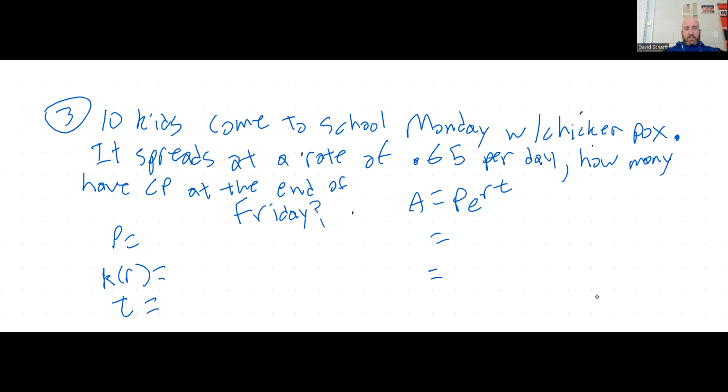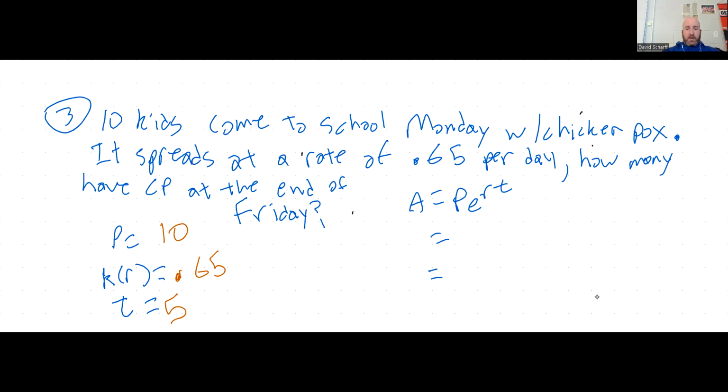Okay. So our starting number is 10. Let's go a different color. Starting number is 10. Spreads at a rate of 0.65, so we'll leave it as our K, which is still our R, 0.65. Now T instead of hours, spreads at a rate of 0.65 per day. How many have at the end of Friday? I thought I put 5 days. So if it's Monday, end of the day, Friday, we're assuming that's 5 days. All right. I think I did put in the ones on your worksheet. Maybe I didn't. I don't know. But beginning day, Monday, end day, Friday, we're going to say 5 days.